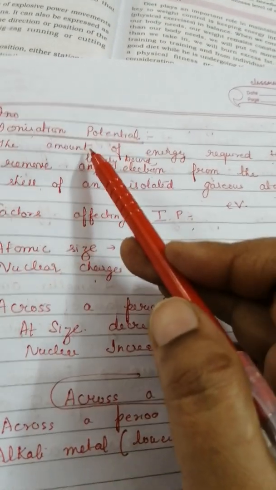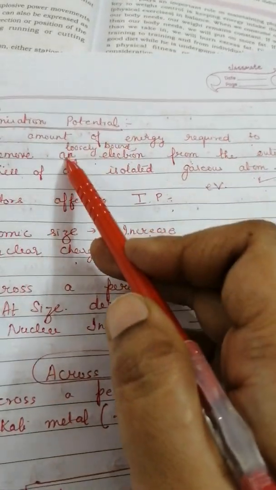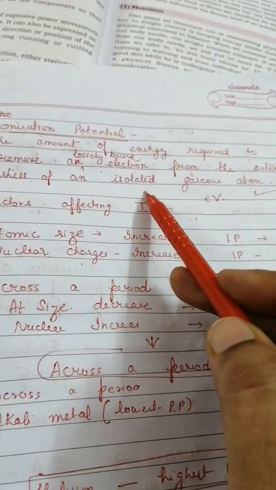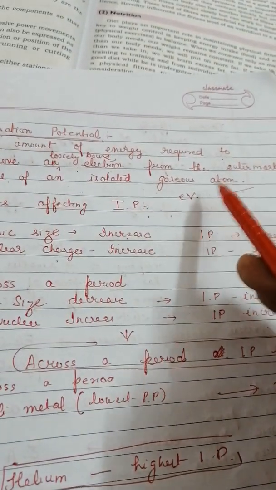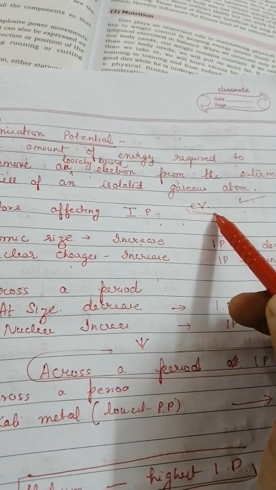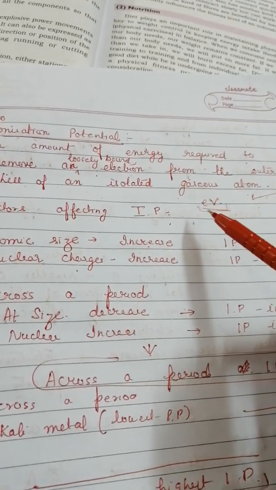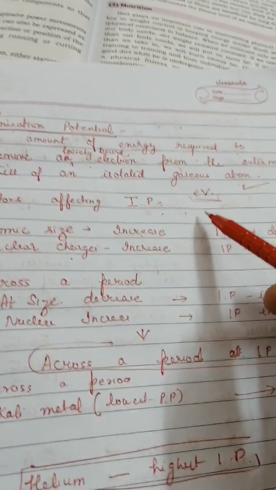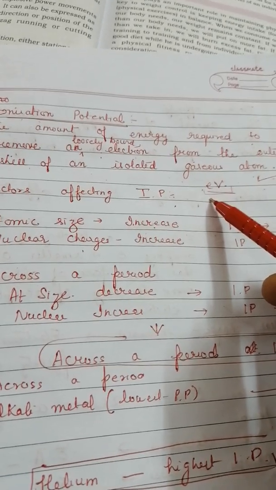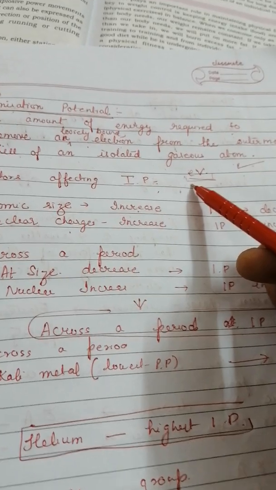Again, I'm going to repeat: the amount of energy required to remove a loosely bound electron from the outermost shell of an isolated gaseous atom, and the unit for the measurement is electron volt. Normally we say that when the energy required to remove the first electron is known as the first ionization potential, and the energy required to remove the second electron will be known as the second ionization potential.